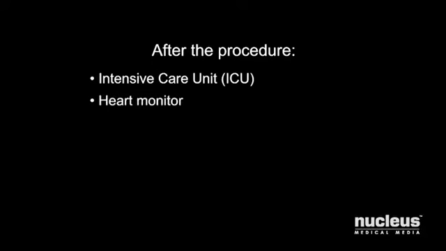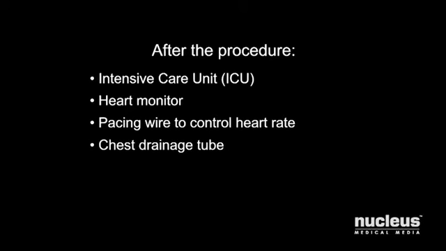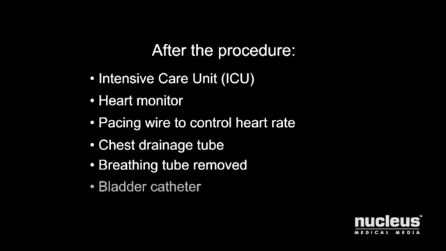After surgery, you will be taken to the intensive care unit. The activity of your heart will be carefully monitored. If necessary, the pacing wires will be used to temporarily control your heart rate. The chest tube will remain in place to drain excess blood and air from the chest cavity. Once you can breathe on your own, your breathing tube will be removed and replaced with an oxygen mask. The bladder catheter will remain in place. As you recover from surgery over the next 3 to 5 days, all of these devices will be gradually removed.